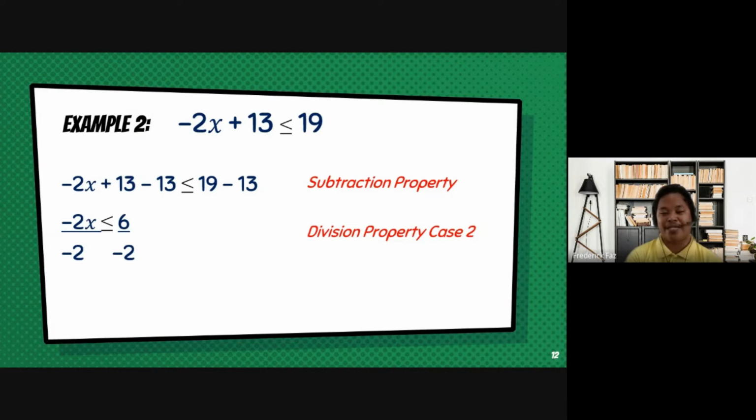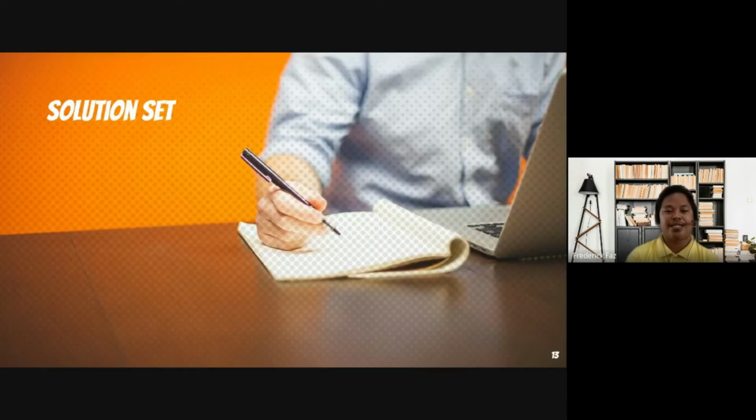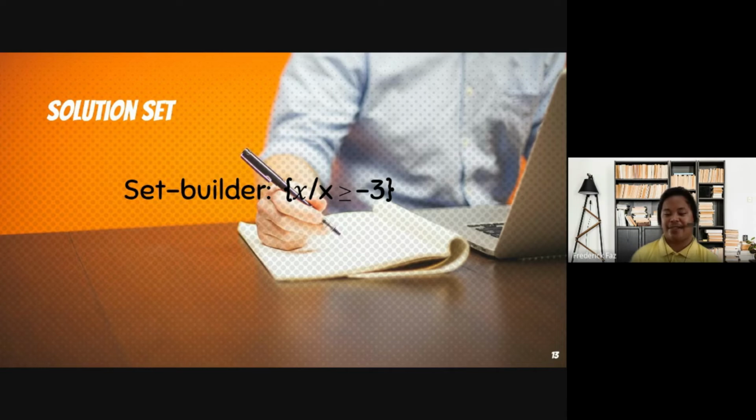Applying the division property case 2, since c is less than 0, we are to reverse the sign from less than or equal to greater than or equal. Thus, we have x greater than or equal to negative 3. So the solution set in set builder notation is x such that x is greater than or equal to negative 3.